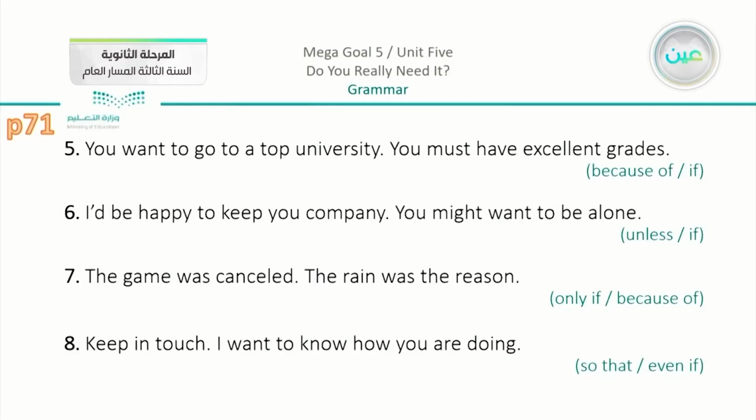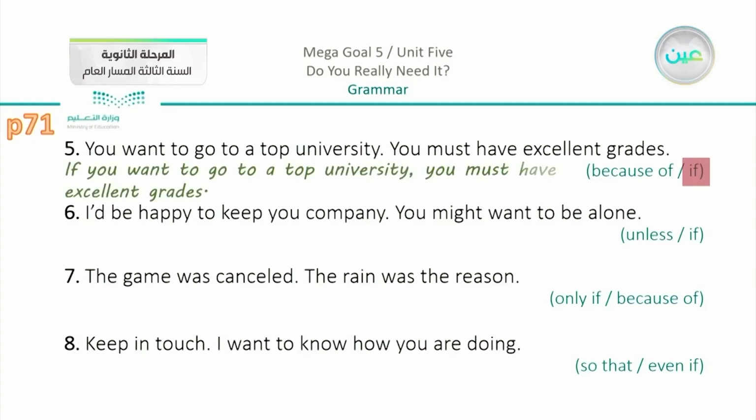Number 5, you want to go to a top-tier university, you must have excellent grades. So we have here condition. We're going to choose if here and completing: if you want to go to a top university, comma, you must have excellent grades.